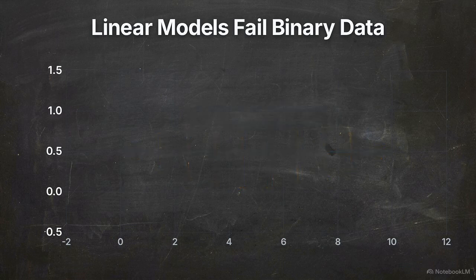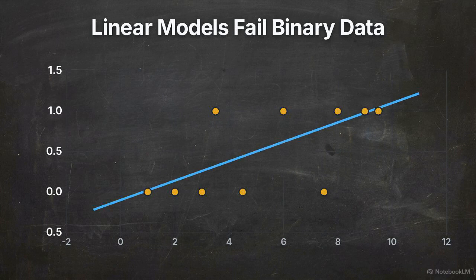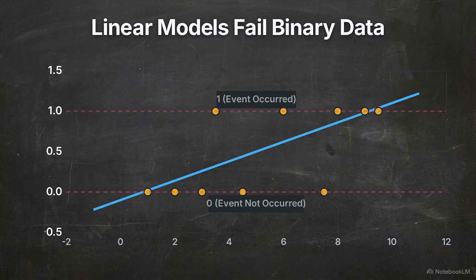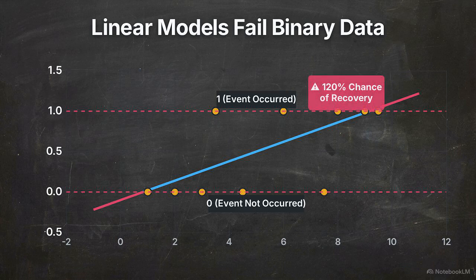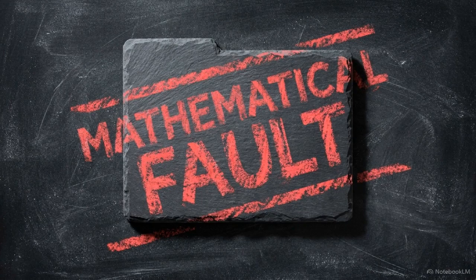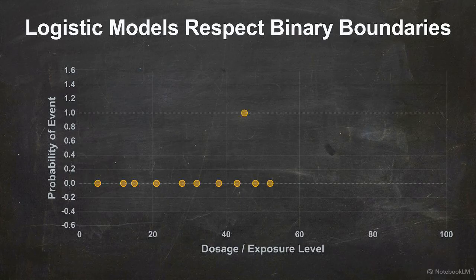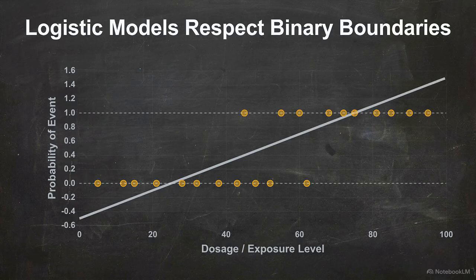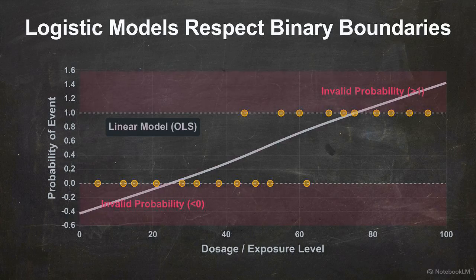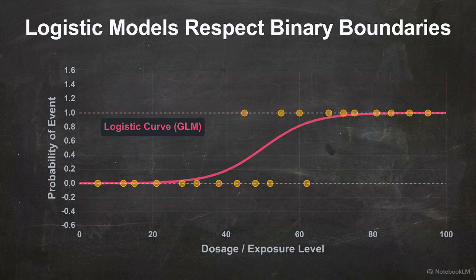This chart shows the second failure, impossible predictions. Plotting a standard linear regression line through binary outcomes extends past the 100% ceiling and 0% floor. OLS readily outputs a negative probability of death, or a 120% chance of recovery. Because of these mathematical violations, OLS cannot reliably synthesize survival data or model rare clinical events. The resulting estimates are structurally invalid. To model clinical events accurately, the statistical framework must respect the natural boundaries of the data, rather than forcing events into an invalid linear shape.